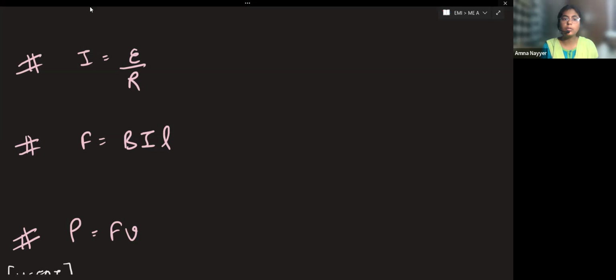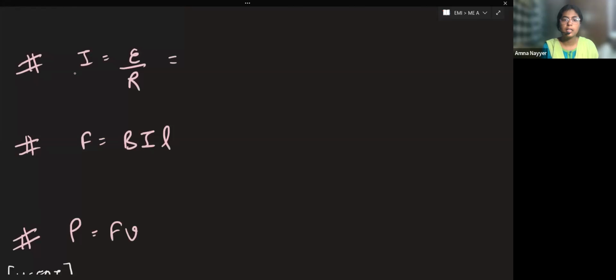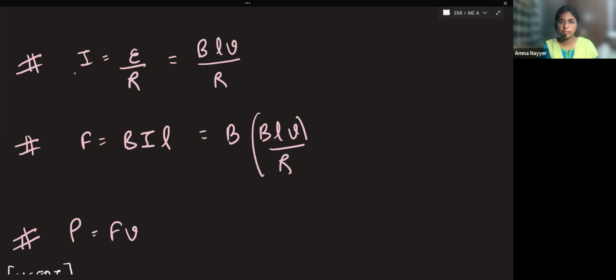Current is equal to E divided by R. EMF is BLV, so current will be BLV divided by R. Force is equal to BIL. For a single conductor, we did it in the last to last lesson: it was BIL. Magnetic field is B, current is BLV by R. Substituting in BIL, the formula we get is B square L square V divided by R.